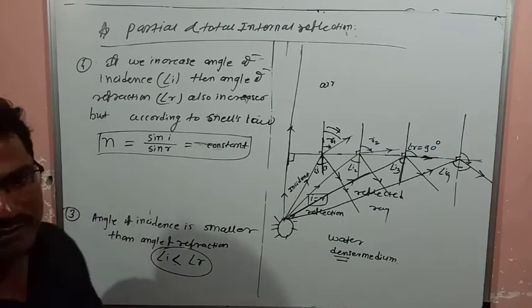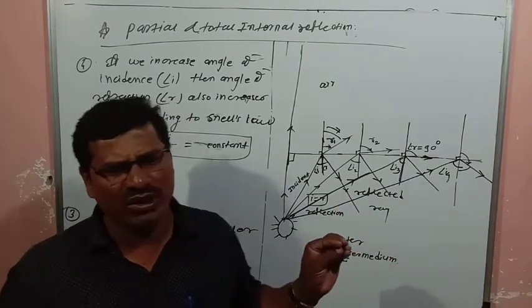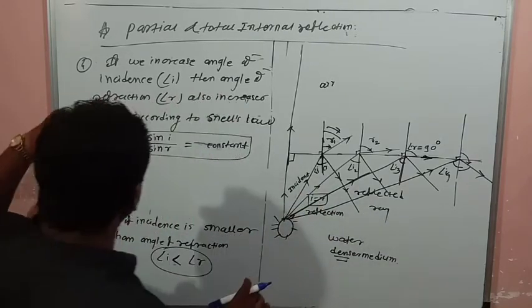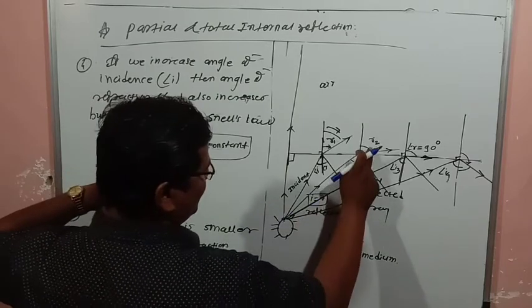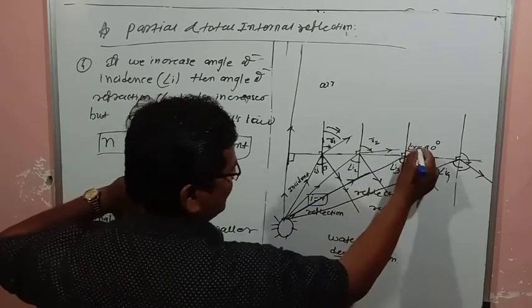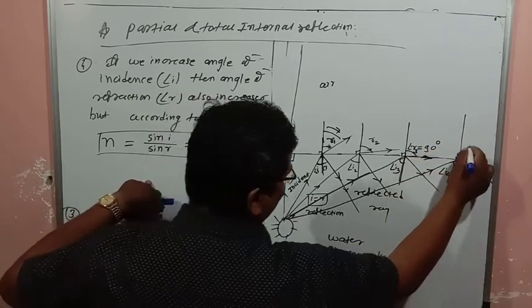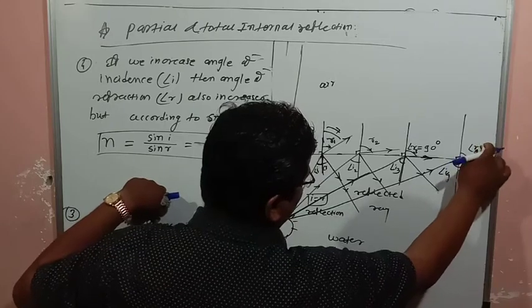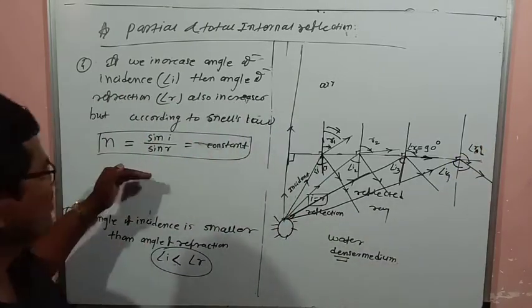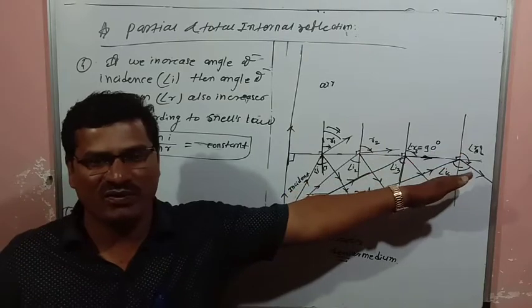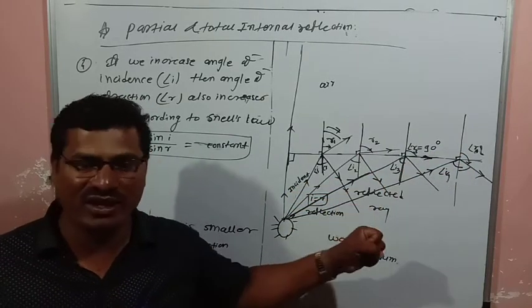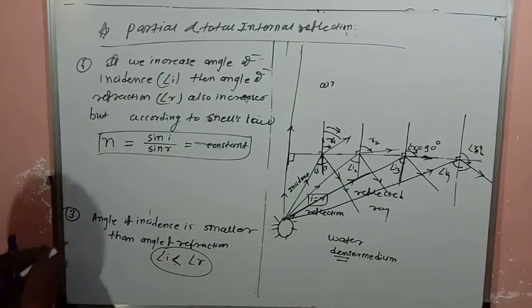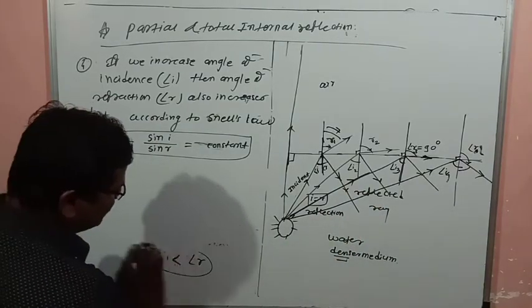Then next point is there. Now just see the explanation of this one: if angle of incidence is increased, angle of refraction also increases. Suppose this one is R3, 90 degrees, here R4 is there, angle of refraction. Then as angle of incidence increases, angle of refraction also increases, but sin I upon sin R remains constant.